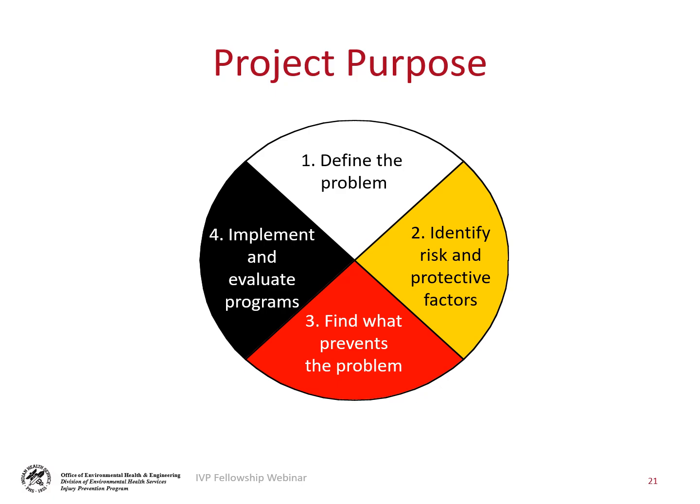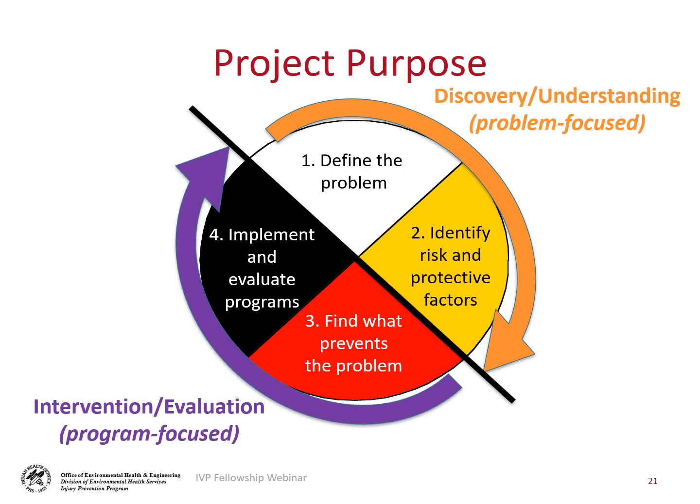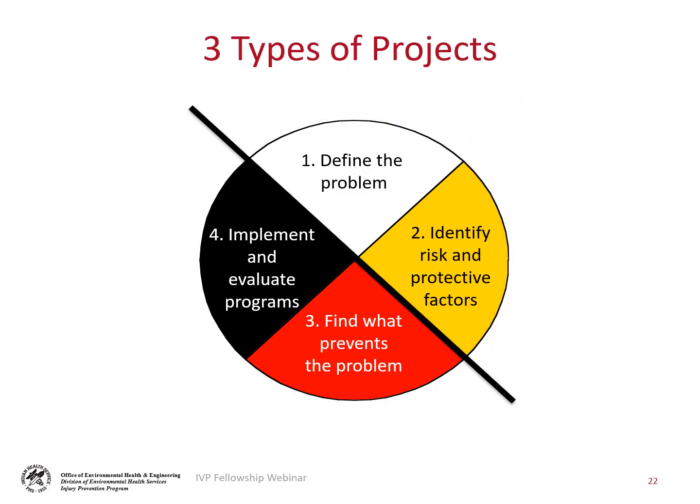In general, projects could focus either on understanding an IVP problem or applying a solution. Steps 1 and 2 of the public health approach focus on discovery and understanding about an injury or violence problem. Steps 3 and 4 of the public health approach focus on a solution because they develop, implement, and evaluate the intervention meant to prevent and reduce the IVP problem. With that emphasis on problem versus program, we can then identify 3 possible types of projects for the fellowship program.